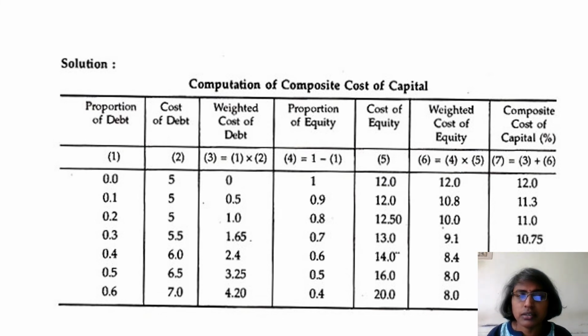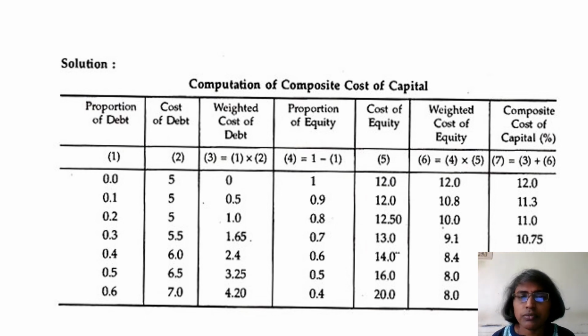After the proportion of debt, that is the weight of debt, the next is cost of debt. This is also given in the problem. If the debt is 0, then the cost is 5%, if the debt is 10%, the cost is 5, like that the cost of debt is given. The next step is to calculate weighted cost of debt. We multiply proportion of debt with the cost of debt. That is 0.0 multiplied with 5 is 0, 0.1 multiplied with 5 is 0.5, 0.2 multiplied with 5 is 1. Like that we multiply all the values for different proportions of debt; that is the weighted cost of debt.